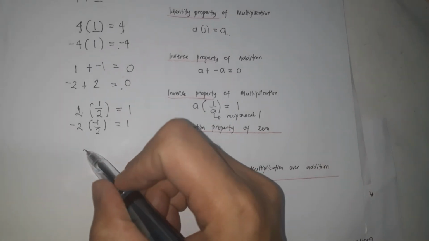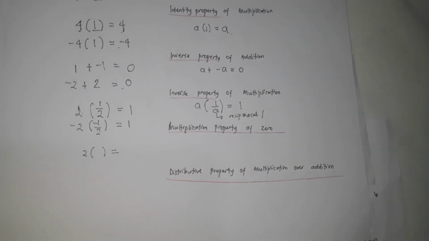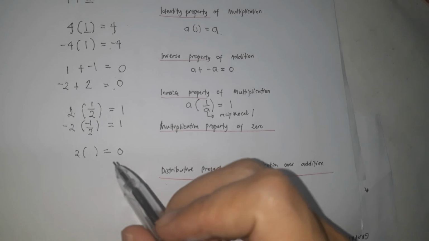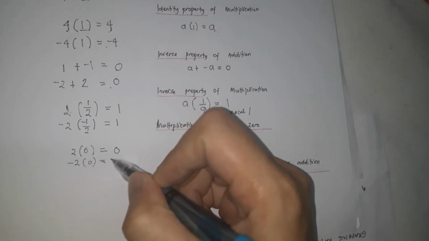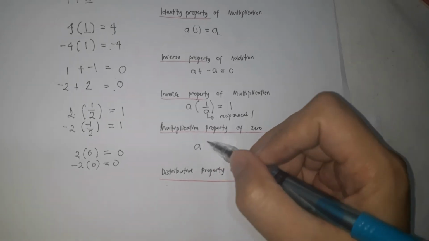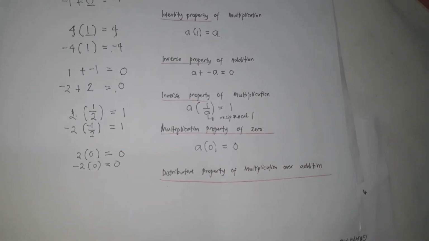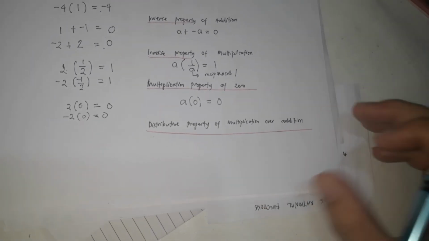Next, the multiplication property of 0 or the zero property of multiplication. What number are you going to multiply to 2 so that the answer would be 0? Anong i-times mo sa 2 para mag 0? It's 0. Negative 2 times 0 is 0. So any number multiplied by 0, the answer is 0. That's the multiplication property of 0 or zero property of multiplication.